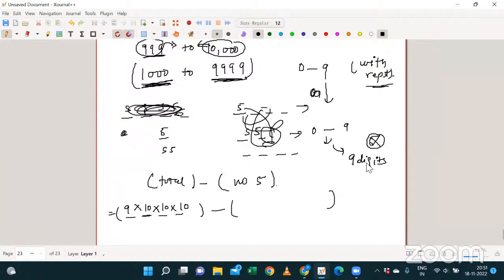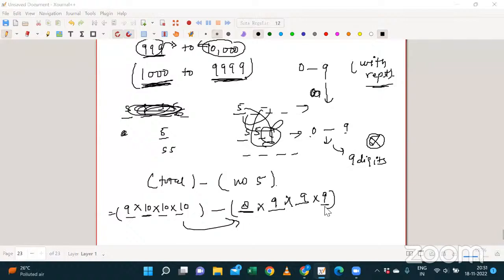Okay, 0 to 9, we have a total of 10 digits, but I'm going to consider the case when 5 is not there. That means we have to consider a total of 9 digits. So at the first place, I can't use the 0. I can't use the 5. That means I have 8 digits. And for the second place, I can't use the 5, but I have the remaining 9 numbers. Then for the third, all 9 we can use. So just compute the value and subtract the value. You will get the answer.